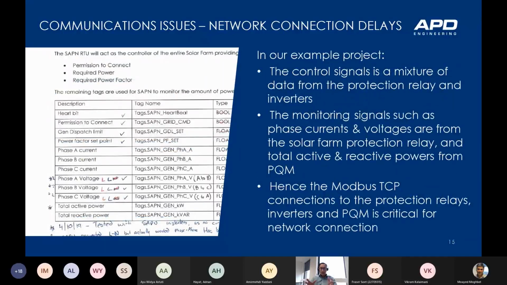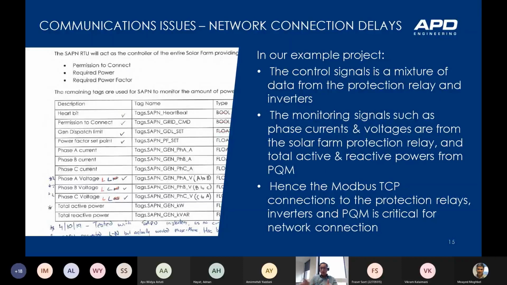So network connection delays occur when the controls... this is an example project that I've got on the left there. The example shows the signals that were required by the distribution network operator at the time to connect to their network. Signals from the network provider include heartbeat, permission to connect signals, generation dispatch limit set points, etc. And then you have signals to the network provider, which include generation currents and voltages, and active and reactive power measurements, etc.